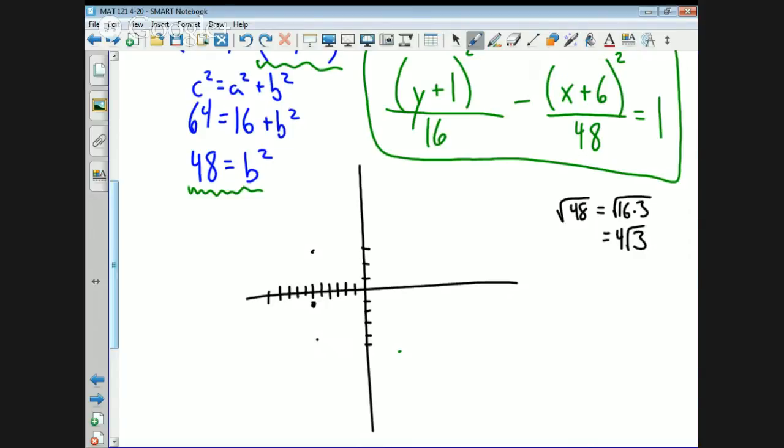Another way to think of this, 4 root 3 is still kind of hard to picture how far that really is. But if you think of the square root of 48 as being really close to the square root of 49, which is 7, we could think, okay, I just need to go a little short of 7 to the left, a little short of 7 to the right for these inputs in my guide box. So I'll go 1, 2, 3, 4, 5, 6, a little short of 7 here, so I'll do right there. And 1, 2, 3, 4, 5, 6, a little short of 7 there, so I'll have this one there. And then we'll start creating my guide box and asymptotes.